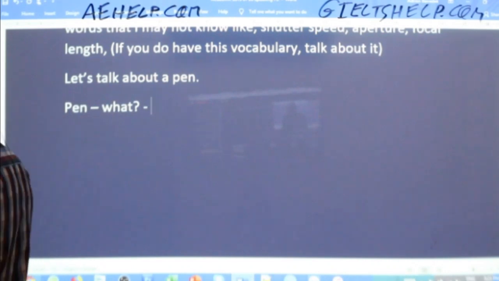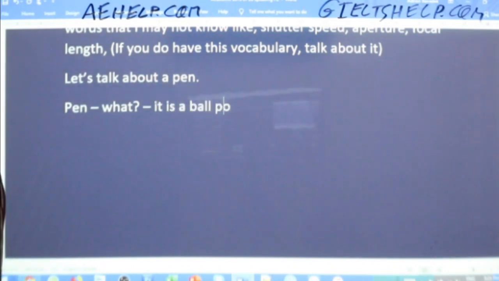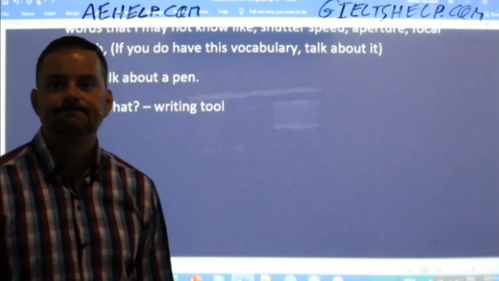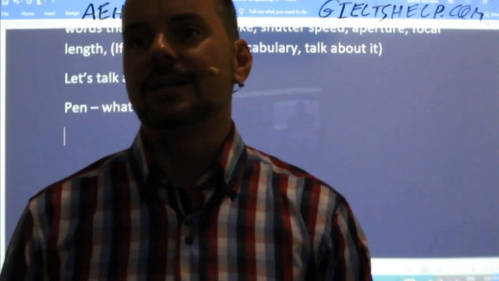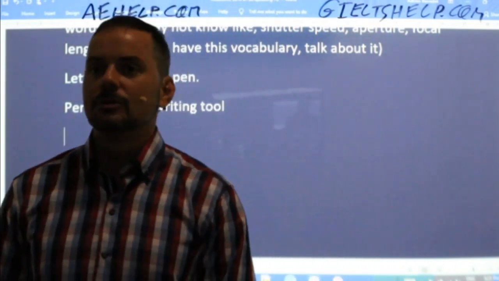So, okay, it is a ballpoint pen used for writing. Writing tool, okay? Keep it simple. So it's a writing tool. Yeah, there you go. Hiba Ahmed says it's a writing tool. Absolutely. What does it need? Mohammed, absolutely a pen needs training.